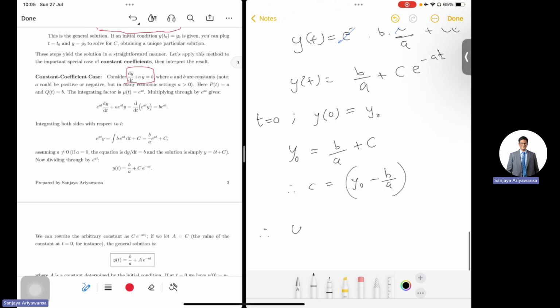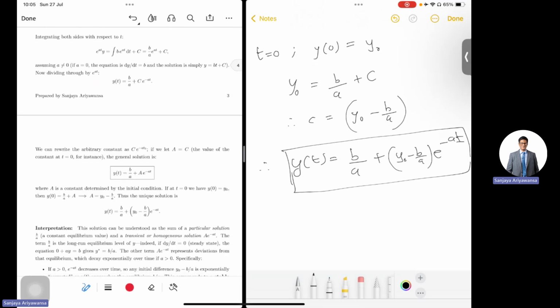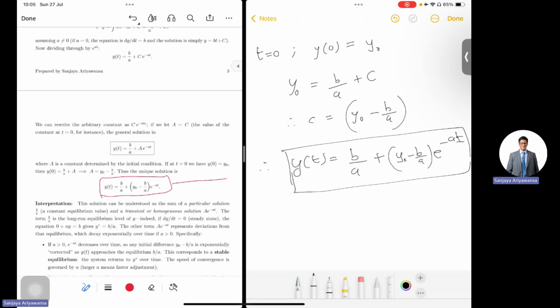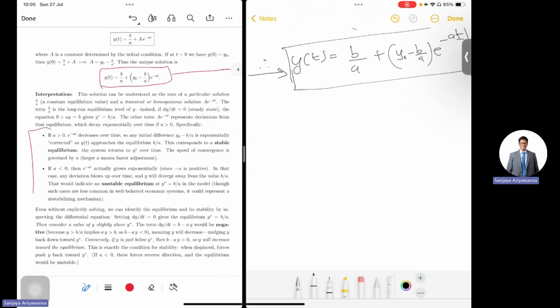So therefore, your solution is y of t equals b over a plus, with c in this case being y naught minus b over a, times e to the power minus at. So this would be your solution, is what I have given over here. This would be your solution when you have p of t and q of t as constant values. Now, an important aspect here is the interpretation part of it, and that is key. And key in the sense you also need to understand it.